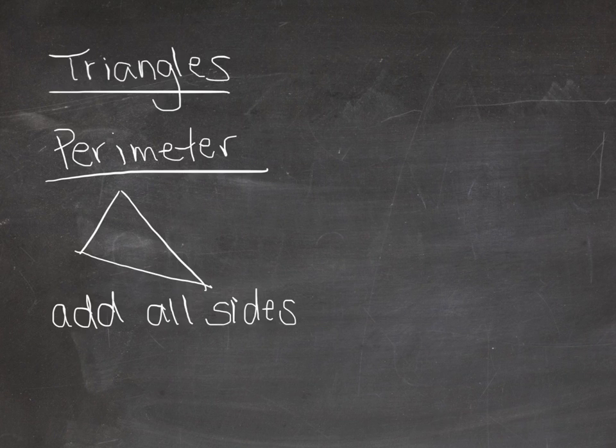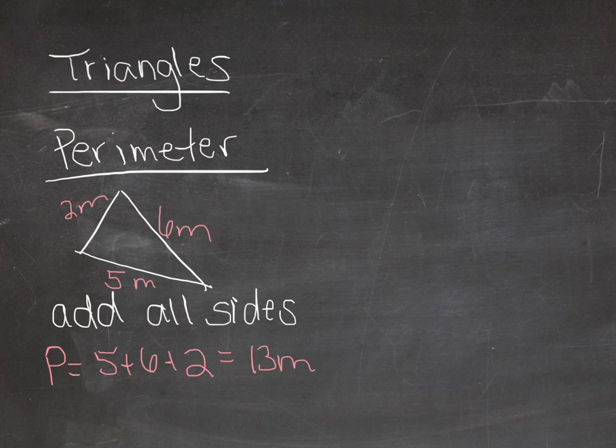But let's say it's not. Let's say we have a scalene triangle, so this side is 5 meters, this one is 2 meters, and this one is 6 meters. So then the perimeter would be equal to 5 plus 6 plus 2. So that's 11 plus 2, which is 13 meters.